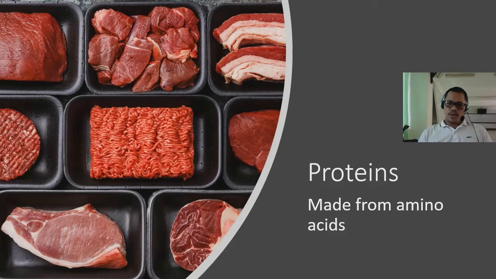So we also have proteins. Proteins are made from the different amino acids and then the different combination of these different amino acids. And we know that proteins have a wide variety of functions in the body, including in there the immune system, enzymes, and so on and so forth.